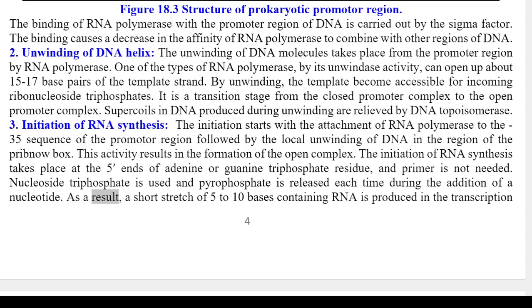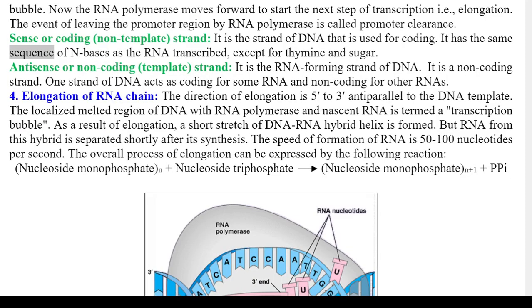Sense or coding, non-template, strand. It is the strand of DNA that is used for coding. It has the same sequence of N bases as the RNA transcribed, except for thymine and sugar. Antisense or non-coding, template, strand. It is the RNA-forming strand of DNA. It is a non-coding strand. One strand of DNA acts as coding for some RNA and non-coding for other RNAs.